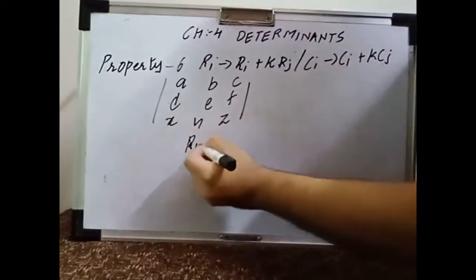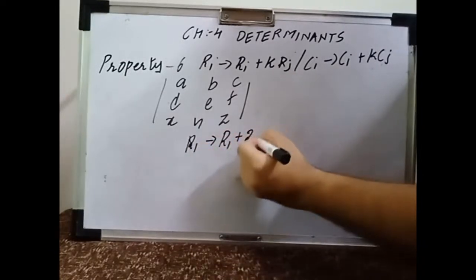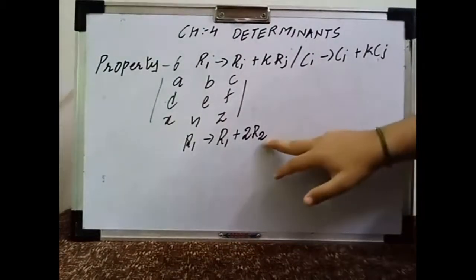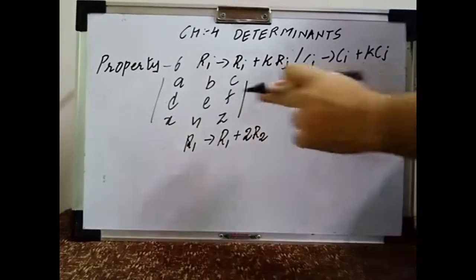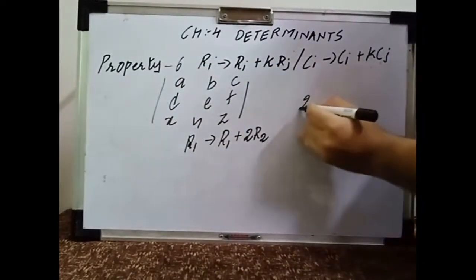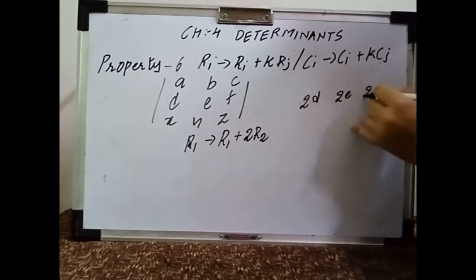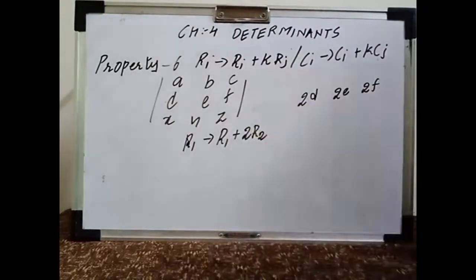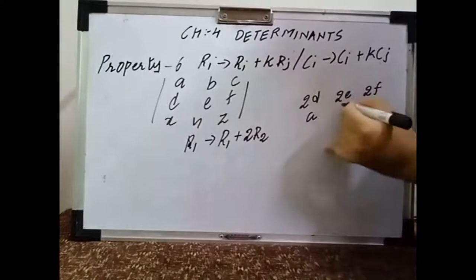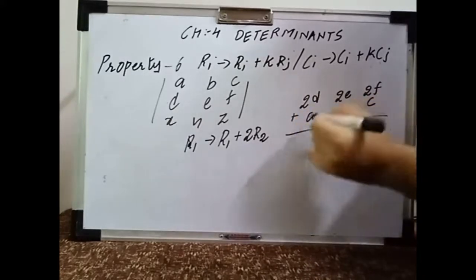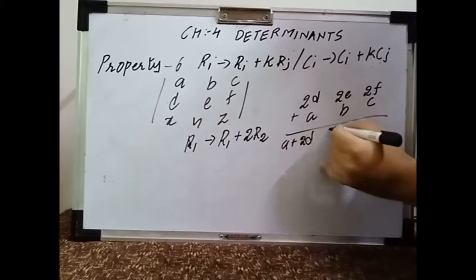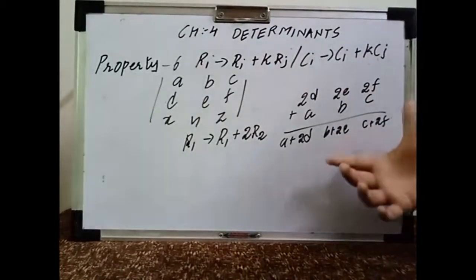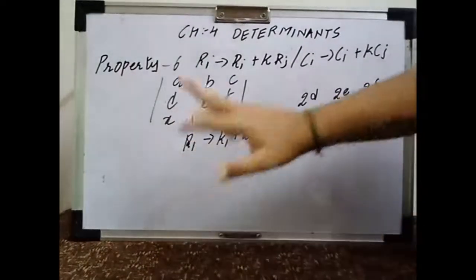Let's take an example. R1 gives R1 plus 2 times R2. This property says that you have to multiply row 2 by 2. So your row 2 is D E F, and you multiply that by 2. Each and every element of row 2 will be multiplied by 2 and added to row 1. Your row 1 is A, B, C. So if you add them, you will get A plus 2D, B plus 2E, C plus 2F. The resultant obtained will be your first row.